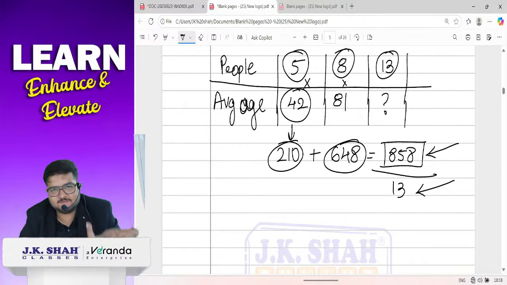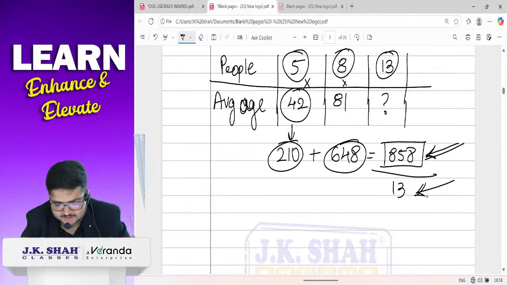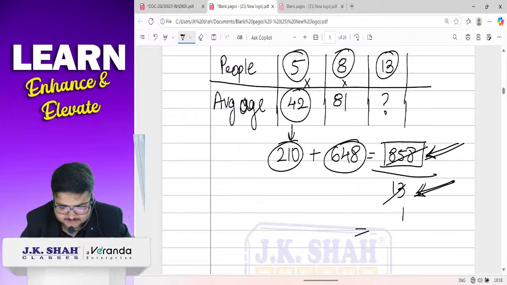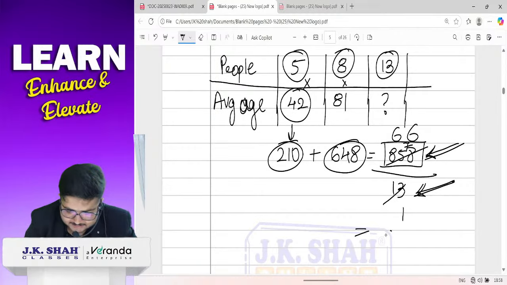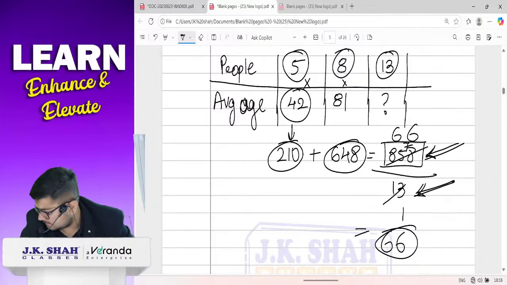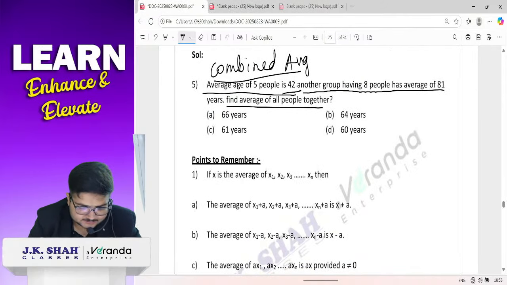We are using the formula only, but by logic. This is the sum of observation. This is the number of observation. Simply divide this. 13 ones are 13. 13 6s are 78. 7 is the remainder. 13 6s are 78. Answer is 66. Very good.